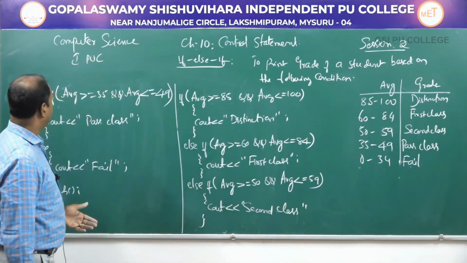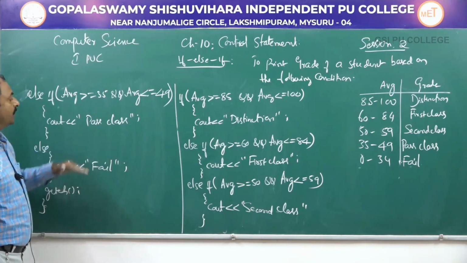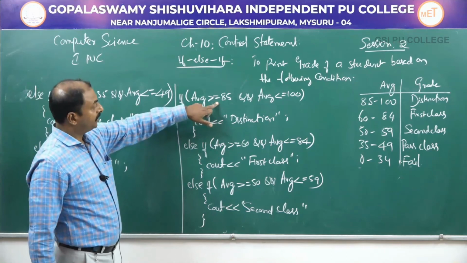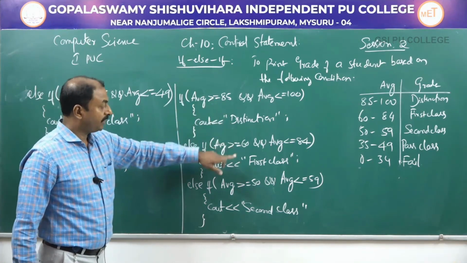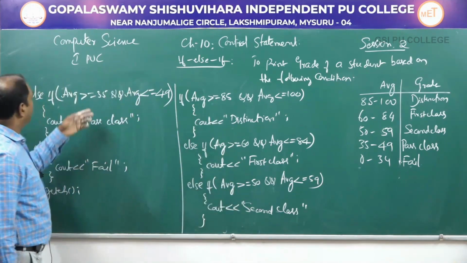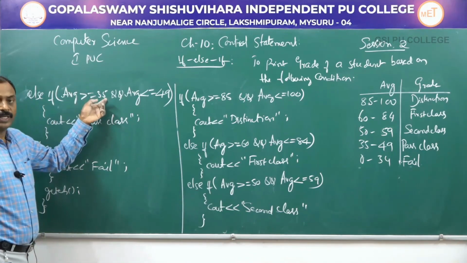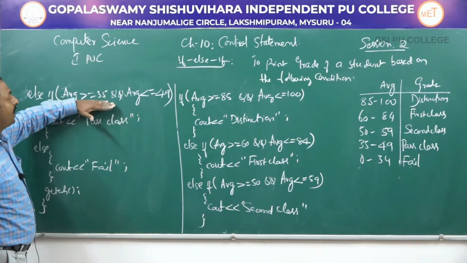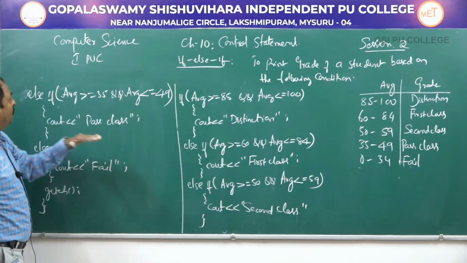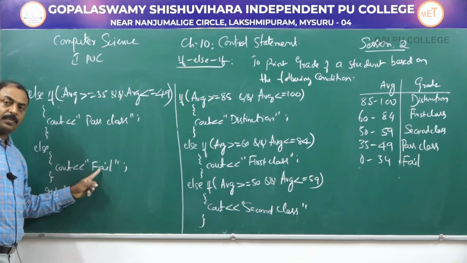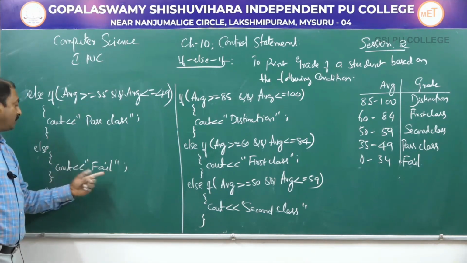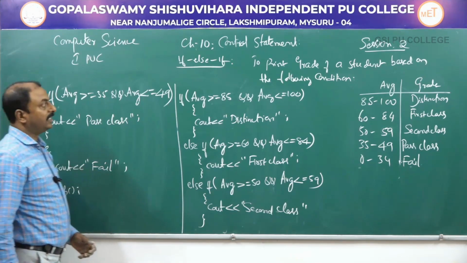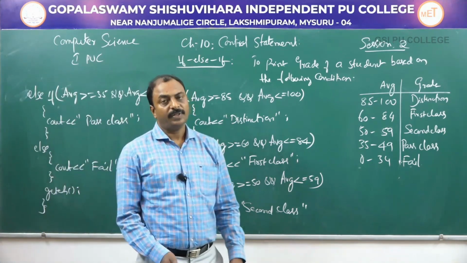Similarly, suppose you enter the average mark as 20. The condition fails here, it fails here also, and even here, then it executes the default statement. So for average 20, the conditions fail and it goes to the default statement, that is fail class. So it is going to print cout fail class. So this is an example program of the if else if statement.